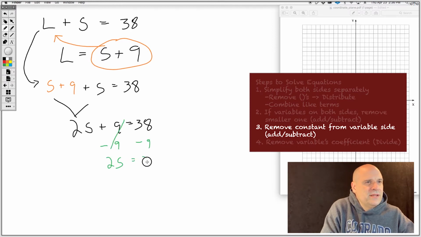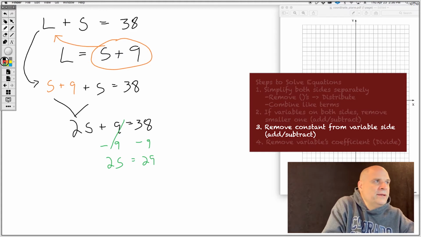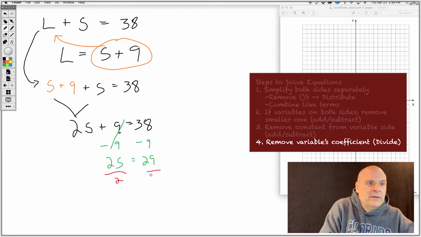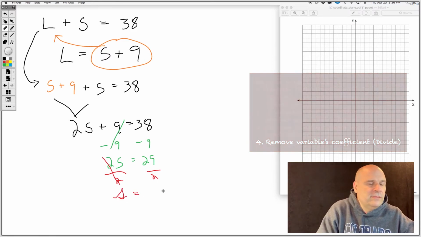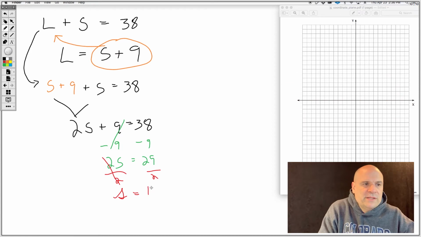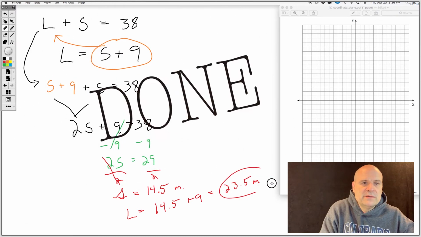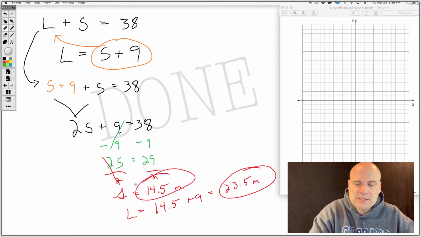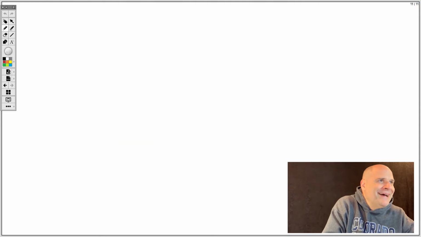2S equals 29. Okay, don't panic. We're going to have an odd number, but that's okay. You can have a half of a meter, right? So this is just going to be 14.5 meters, all right? Well, if this is 14.5 meters, L is whatever S is plus 9. So L is 23.5 meters. Okay, that's cool. All right, a couple more and then we're done.